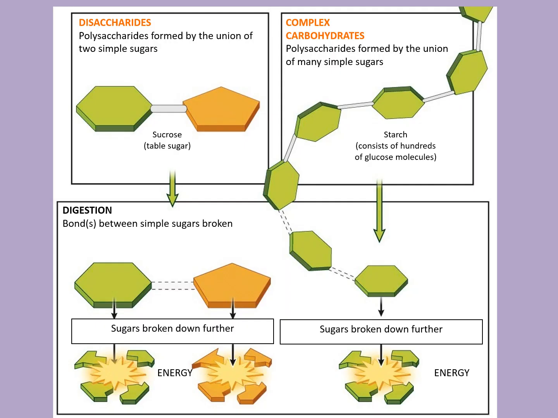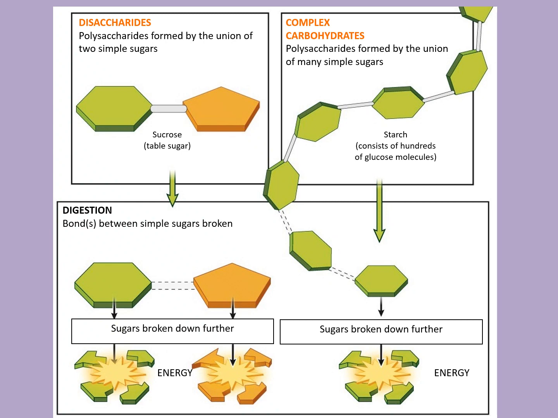Take a look at the way digestion happens between disaccharides and complex carbs, polysaccharides. You get energy either way, but for disaccharides, that's the union of two simple sugars, so glucose and fructose, and you get sucrose. The bonds between those simple sugars will get broken.